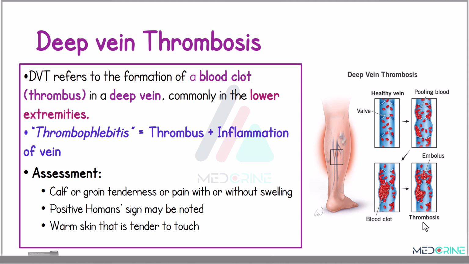When inflammation of the vessel accompanies the thrombus, the condition is termed deep vein thrombophlebitis. While deep vein thrombosis can occur without overt inflammation, thrombophlebitis implies a combined pathological process of clotting and inflammation.